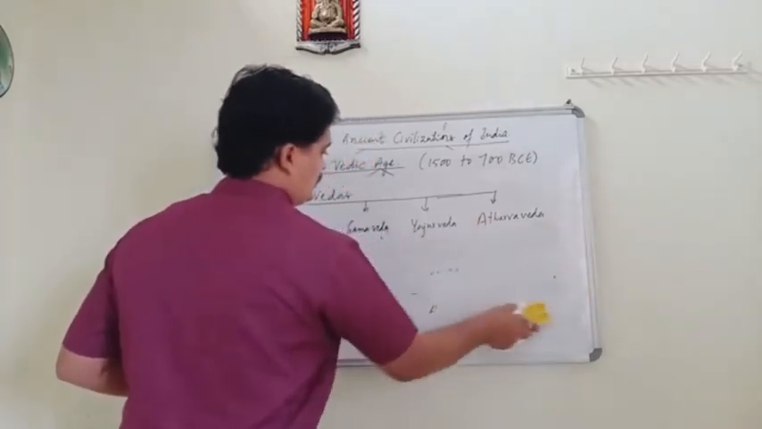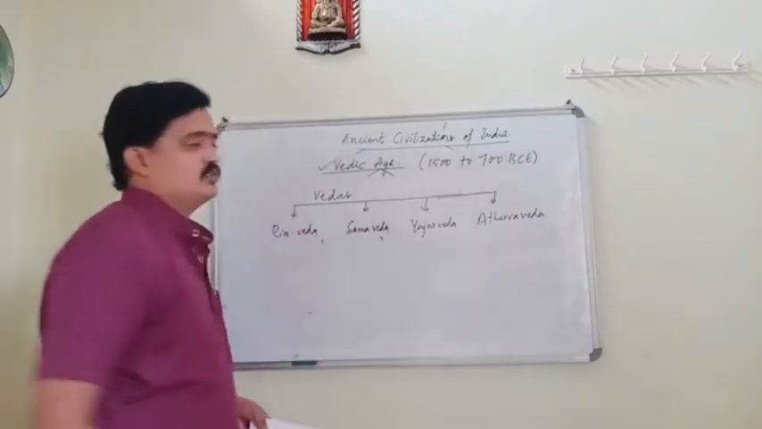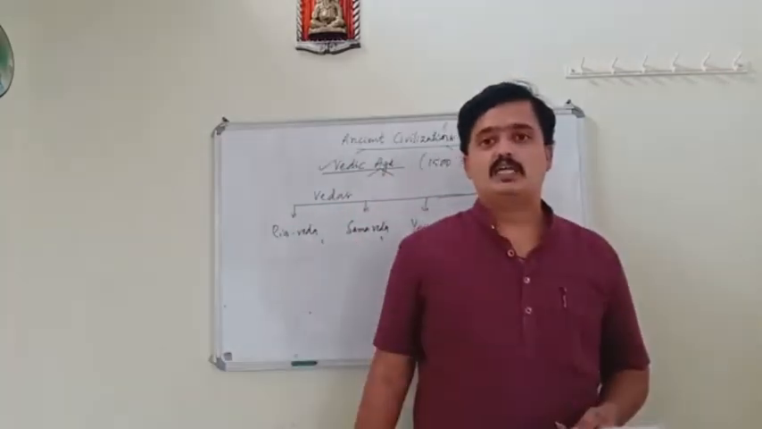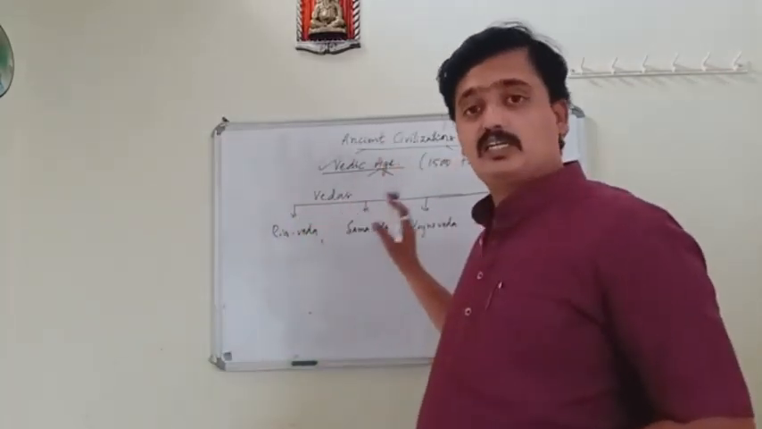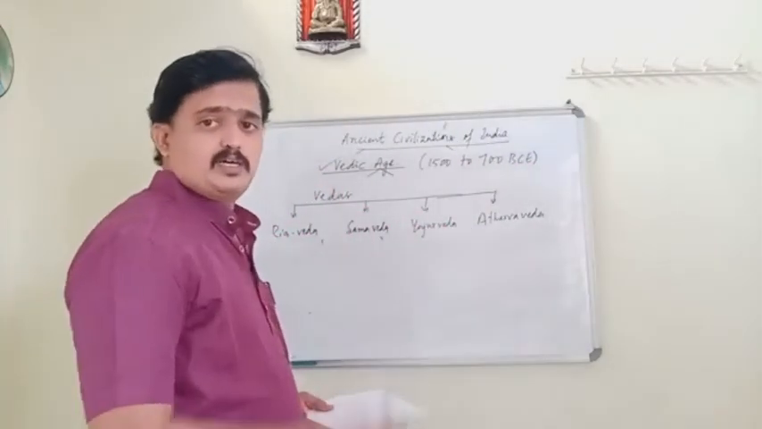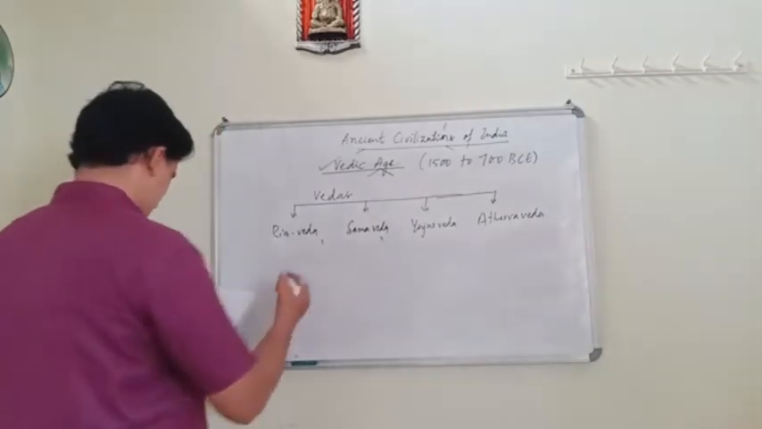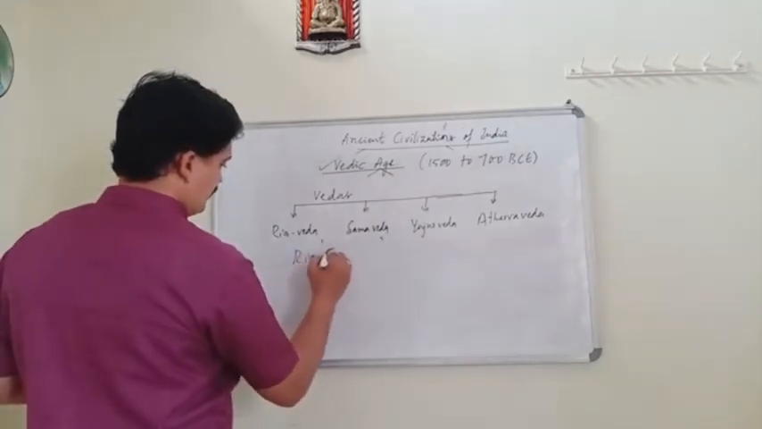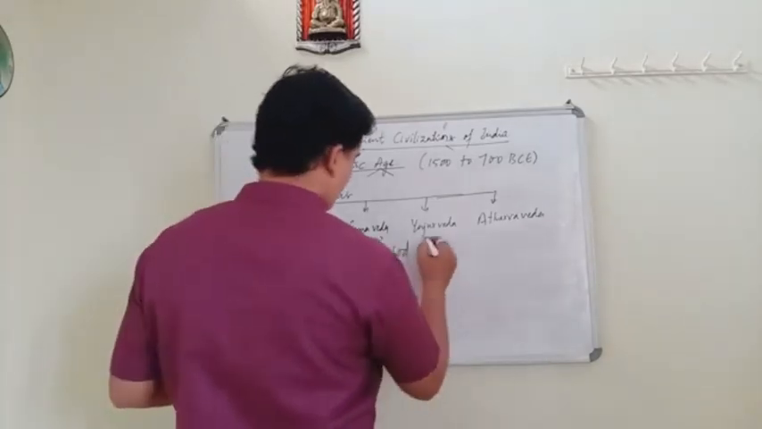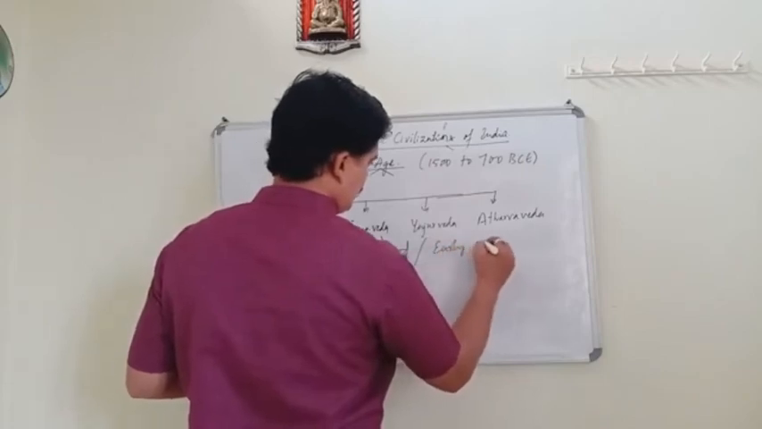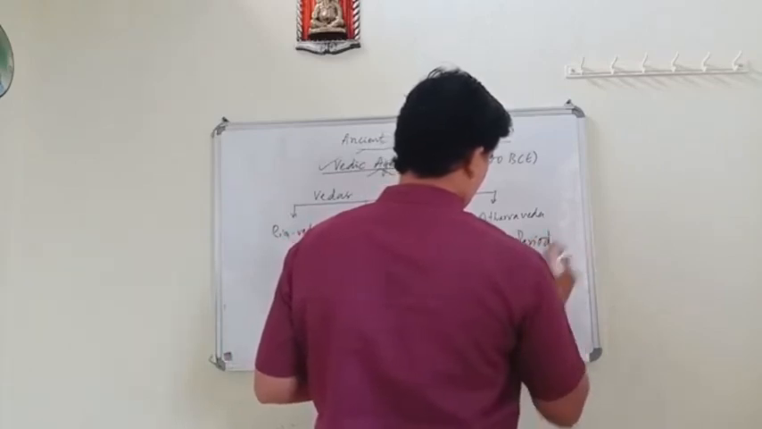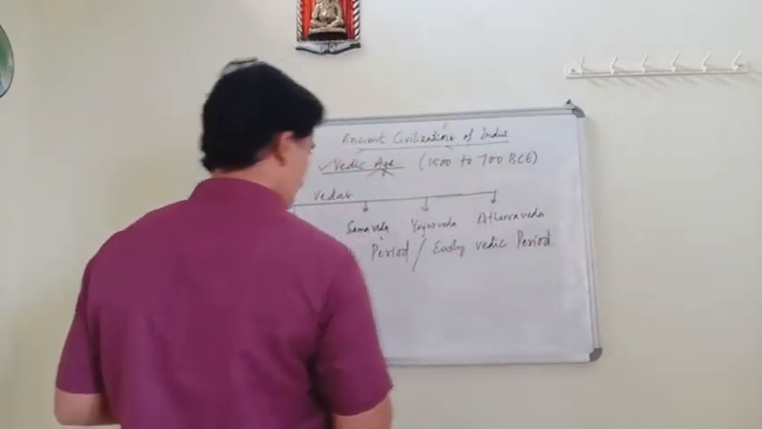And here I have already told the Vedic age is also subdivided into two here. That is, one is Rigveda period, or also we can call it early Vedic period. Another one is post Rigveda period or later Vedic period. Now let's study about Rigveda period, or early Vedic period.